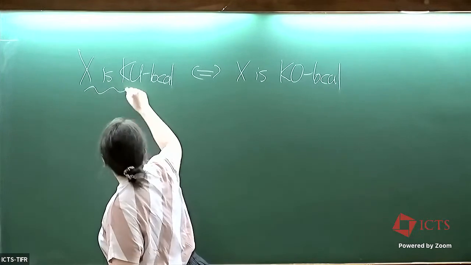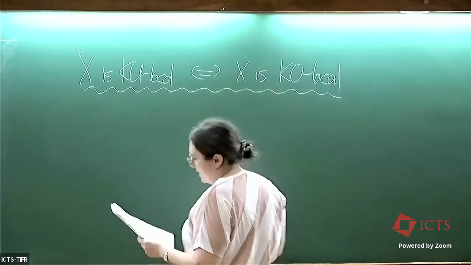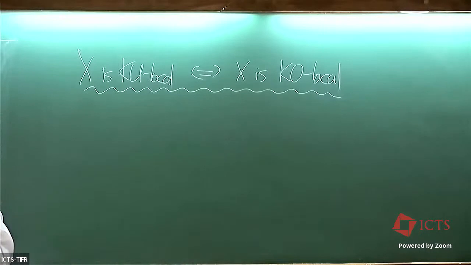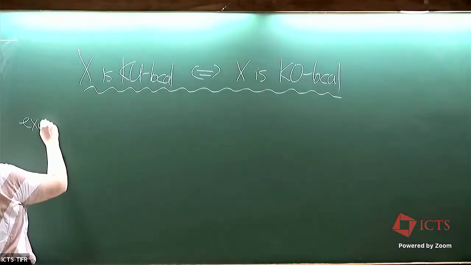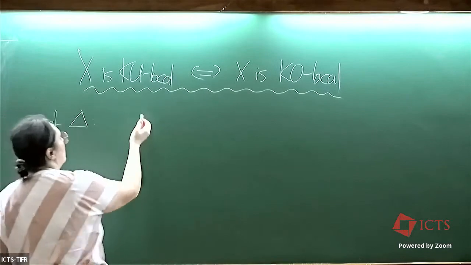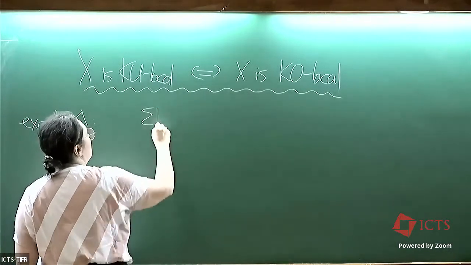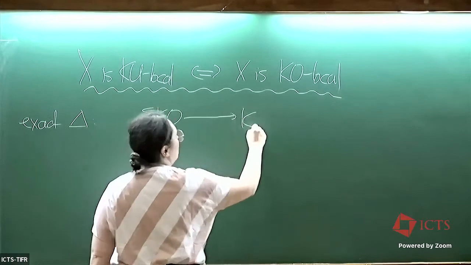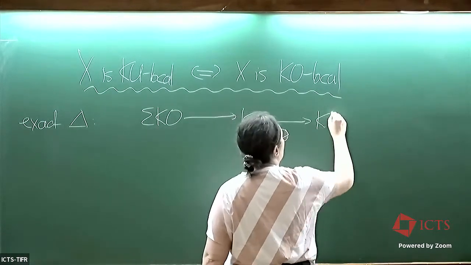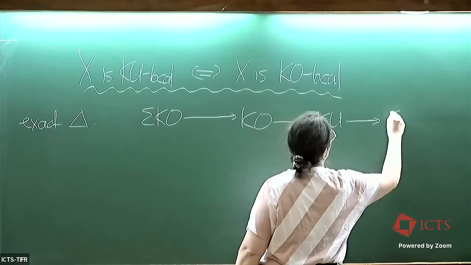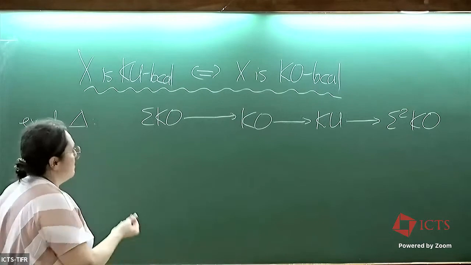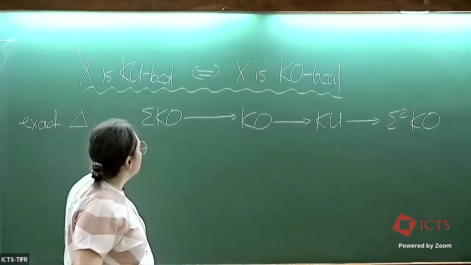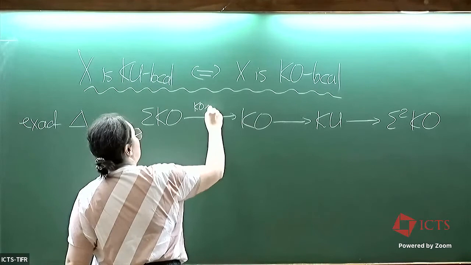And why is that? So both KO and KU do us the favor of fitting into the following exact triangle. So there is an exact triangle like so. Fine. What's the map? The map here is identity of KO smash eta.